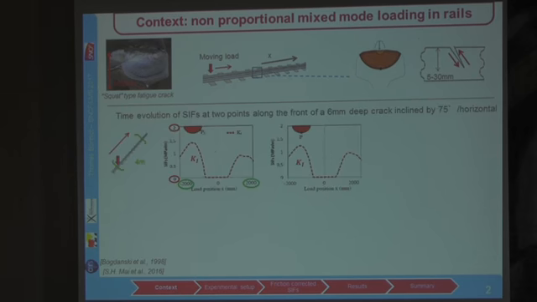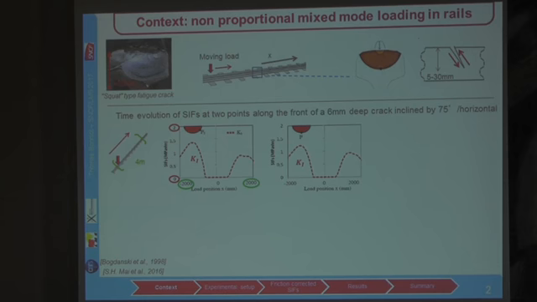And the time evolution of the stress intensity factors at 2 points along the front of a 6 mm deep crack inclined by 75 degrees towards the horizontal axis were computed here. And those are plotted versus the load position, which is equivalent to the time scale. And okay, so the 2 points are here the deepest point on the crack front and an intermediate point on the crack front.